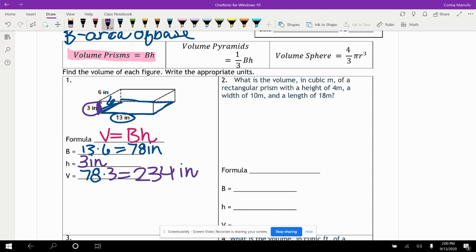Our units are inches cubed because we are in the third dimension, doing volume. Oh, this should have been inches squared for our base. Inches squared times inches gives us inches cubed.